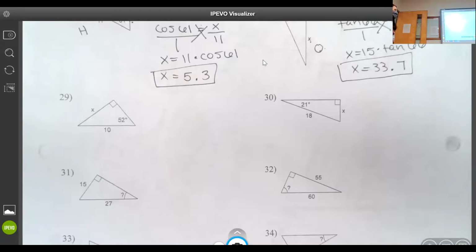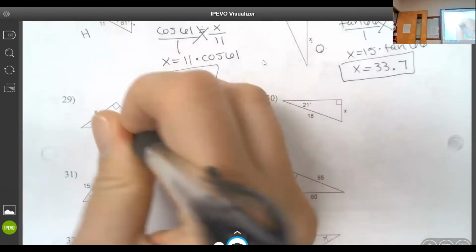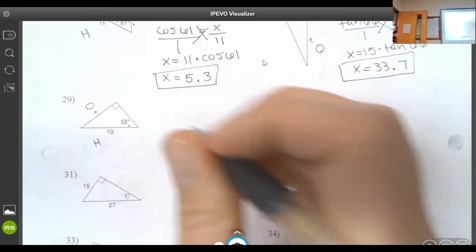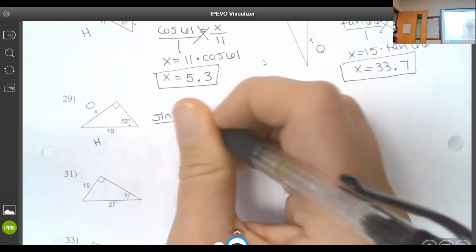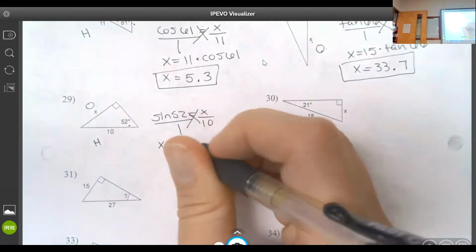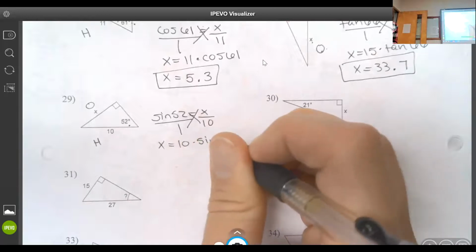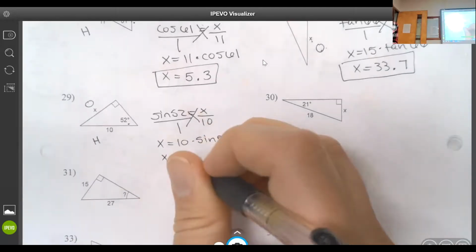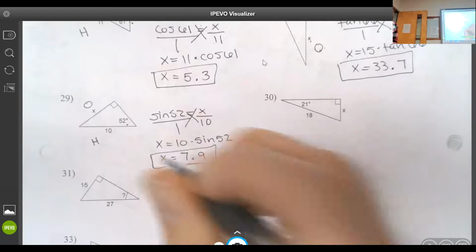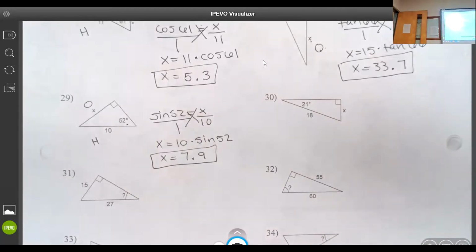29, still missing a side, so I'm still doing regular trig. From 52 I have opposite and the hypotenuse, so you should have used sine here. Cross multiply, x equals 10 times the sine of 52. X equals 7.9 rounding, it's 7.88. And if you put 7.88, I'd take it. I'm not going to be super strict about that. I want to make sure you know how to solve it correctly.